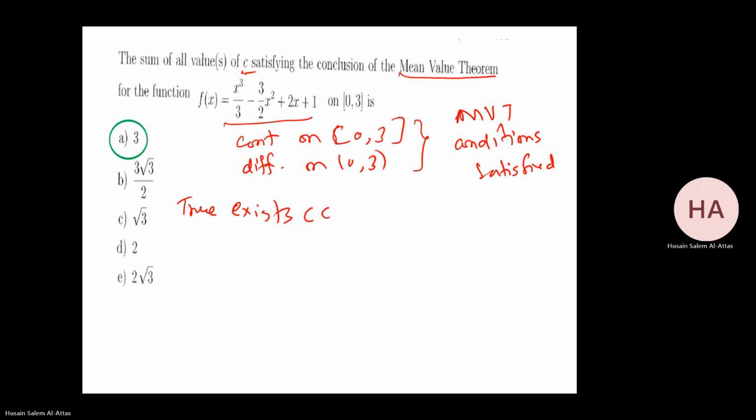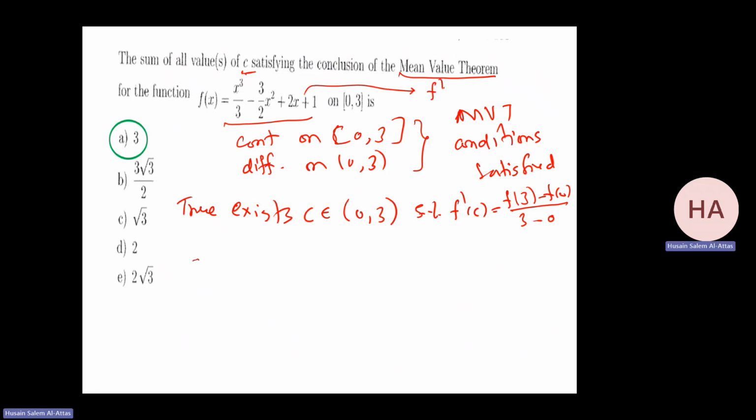There exists c belonging to the interval 0 and 3 such that f prime at c equals f of 3 minus f of 0 over 3 minus 0. So what is f prime, by the way? f prime is equal to x squared minus 3x plus 2.